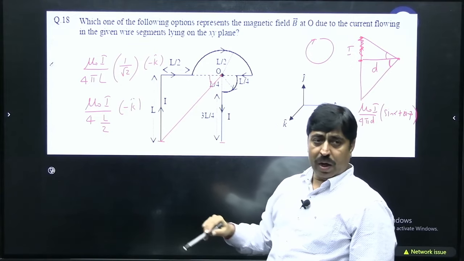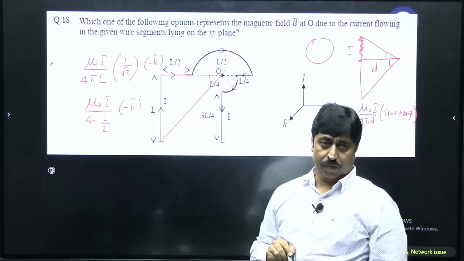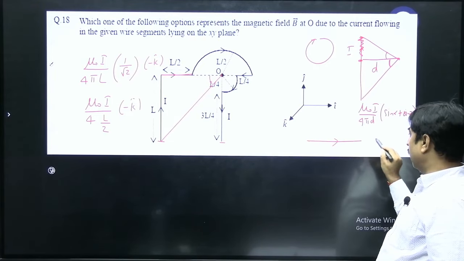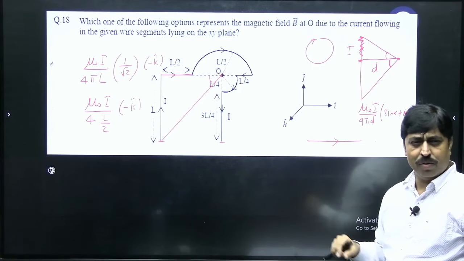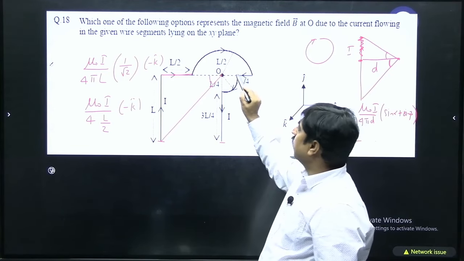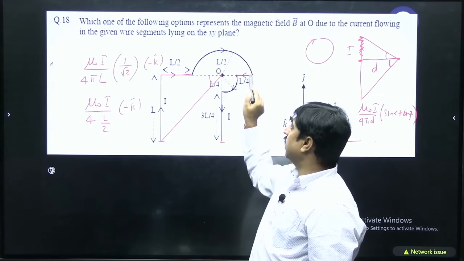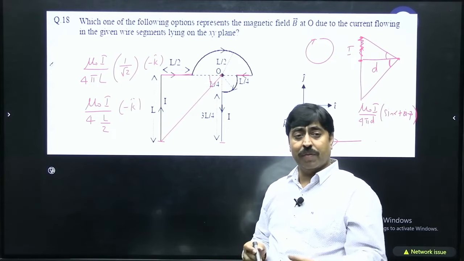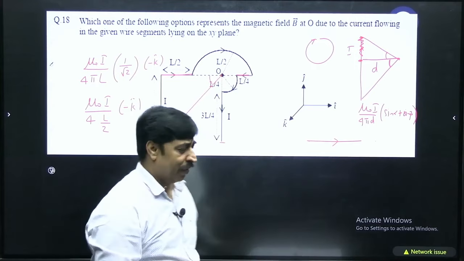Now, I guess all of you know that because of this wire, there is no field. If there is a current carrying wire like this, and you have a point in front of it or at the back end of it on the same line, there is no field. Similarly, because of this wire, there is no field. Because of this, there is a field. Because of this, there is a field. Because of this, this is a quarter of a circle. Because of this, there is a field. Again, because of this, the field is in the same direction, and it is 1/4 of a circle.